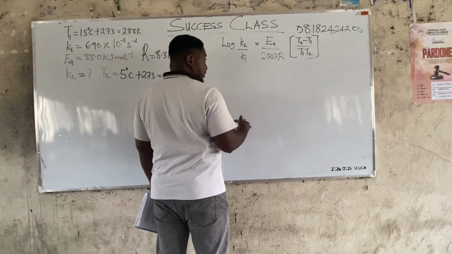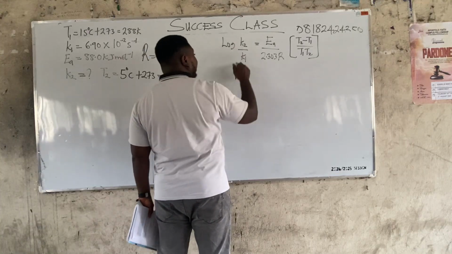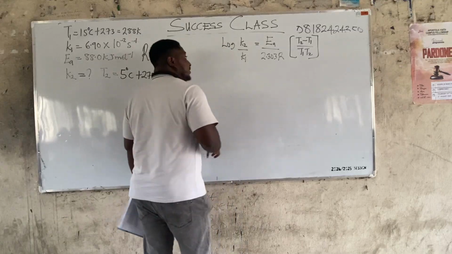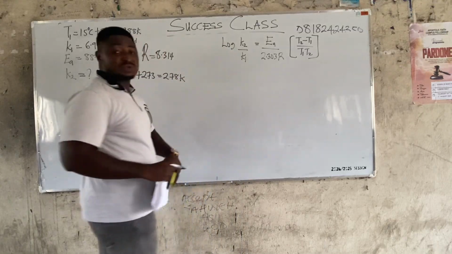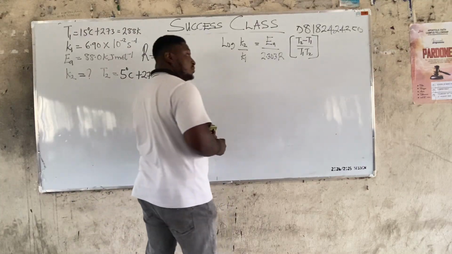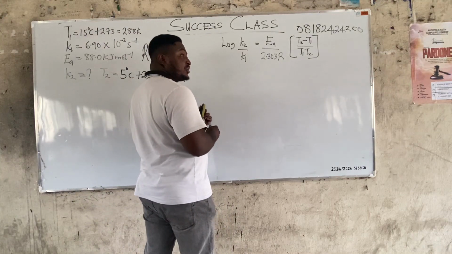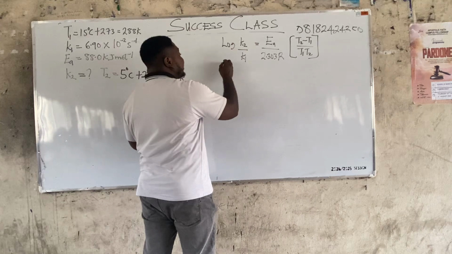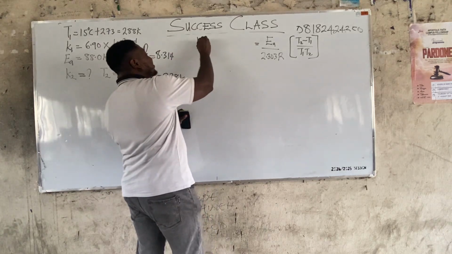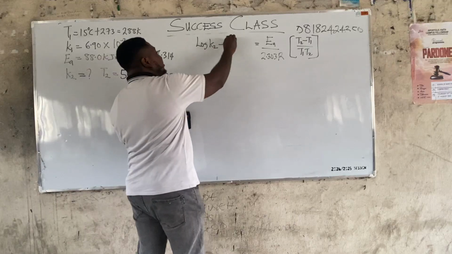We're looking for K2, class. So let us make K2 the subject of the formula. This formula says log K2 over K1. Class, we can make K2 the subject of the formula by remembering that when logarithm of two components divide each other, log K2 over K1 is the same thing as log K2 minus log K1. Do you agree?